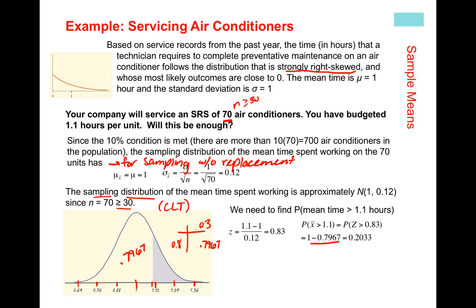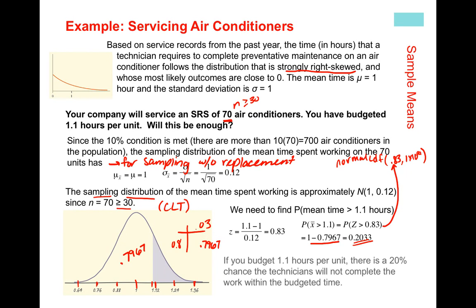If you're using the calculator here, we would use that normal CDF function. Your lower bound would be your z-score of 0.83. Your upper bound would be 1 times 10 to the 99th. And then again, once you have a z-score, mu and sigma are just 0 and 1, or you can omit them when you're entering. If you're using the normal CDF in the calculator, that's going to give you this 0.2033 right off the bat. No need to subtract from 1. So if we budgeted 1.1 hours per unit, there's about a 20.3% chance that we don't have enough time to work within that range.